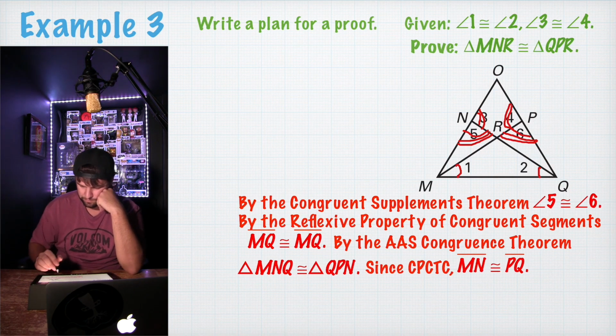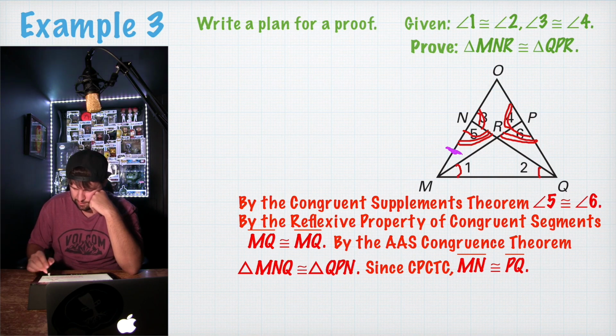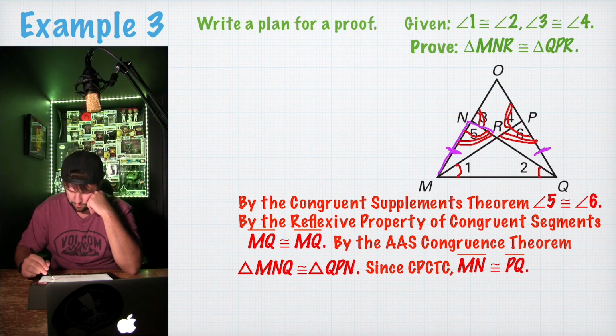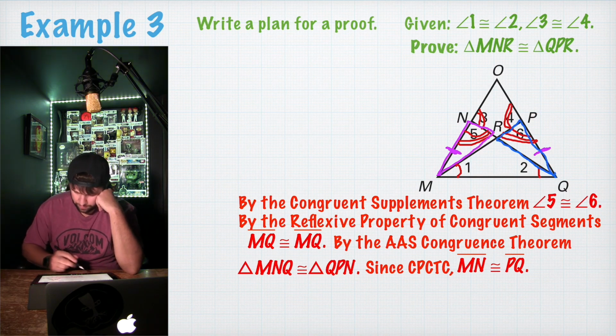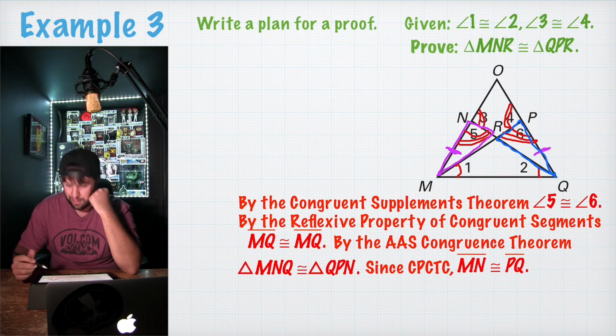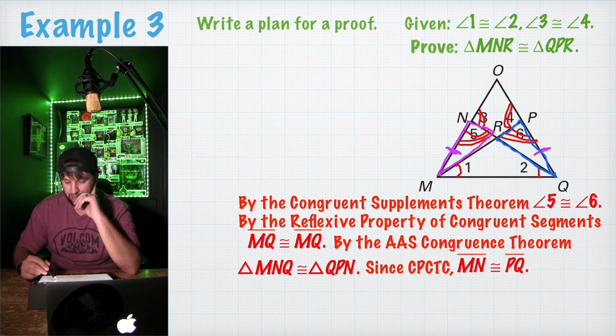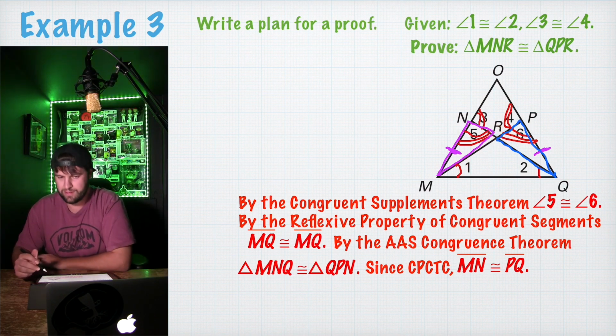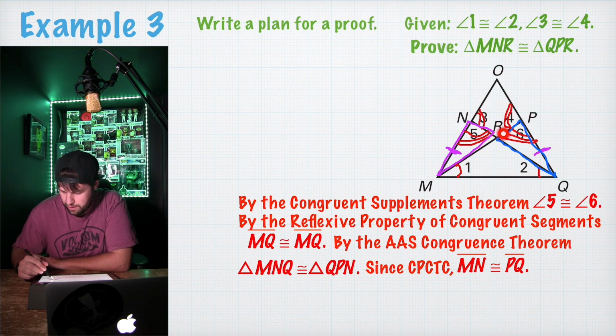So this side is congruent to this side. And we're trying to prove that this little triangle, here I'll draw it purple and blue, we're trying to prove that the purple and the blue triangle are congruent. Well, we have a side and we have an angle. And we're actually able to prove one more set of angles right here because they're vertical angles. So we can say that angle NRM is congruent to angle PRQ by the vertical angles theorem.